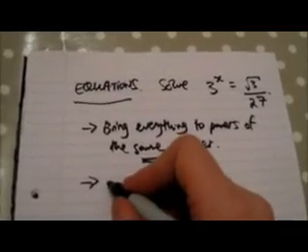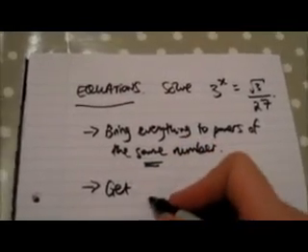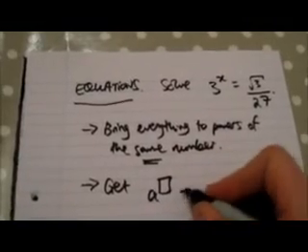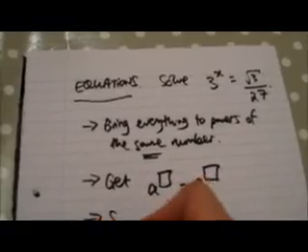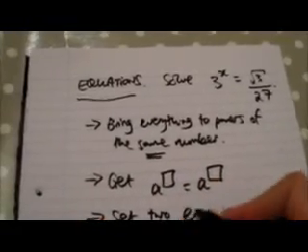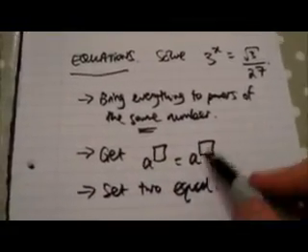Step number 2 is get a to the power of something equal to a to the power of something else. And then step number 3 is set the two powers equal. So these last two steps will make sense in a second when we go through this question.